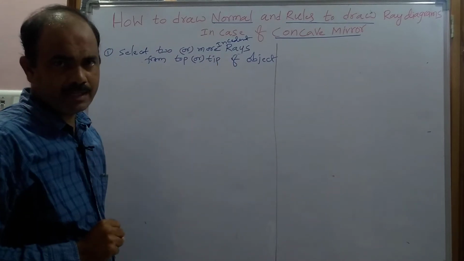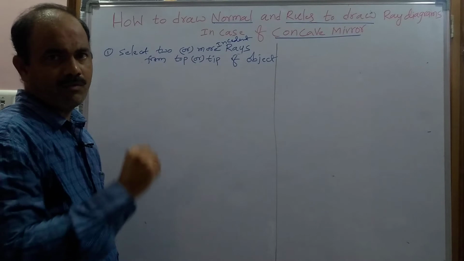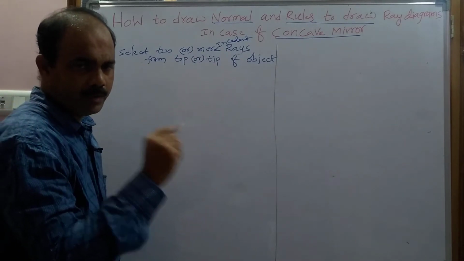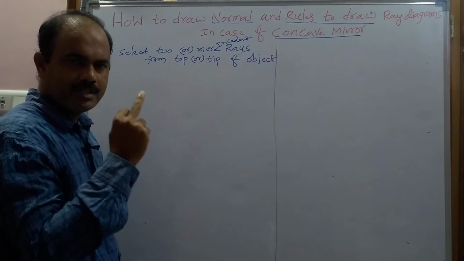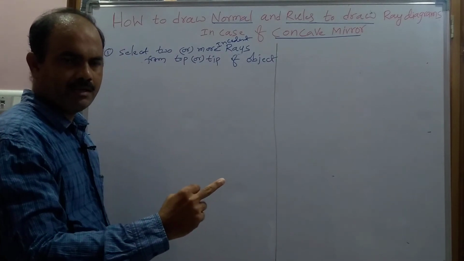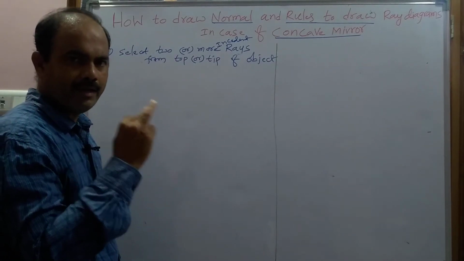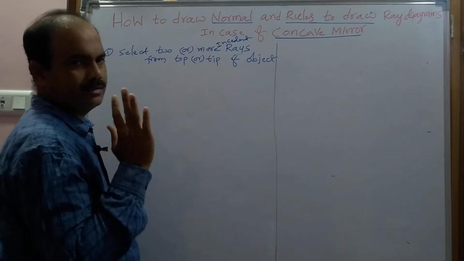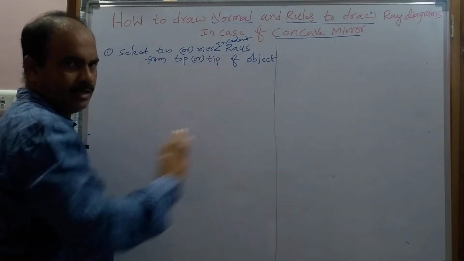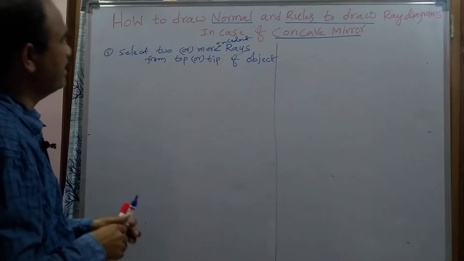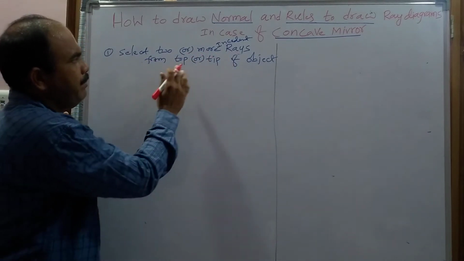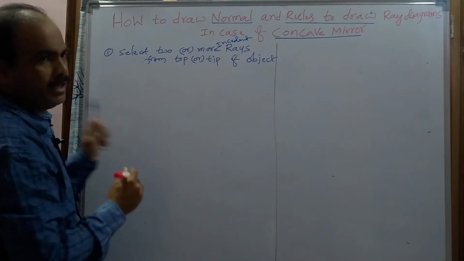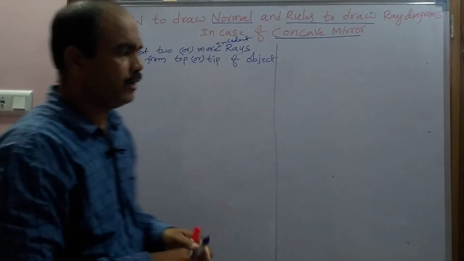So which type of incident rays do we have to take generally? One is the incident ray parallel to principal axis, or the ray which is passing through center of curvature, or the ray which is passing through focus. You will clearly know when I am explaining. So first of all, select two or more incident rays from top or tip of the object. I am explaining in case of only concave mirror.